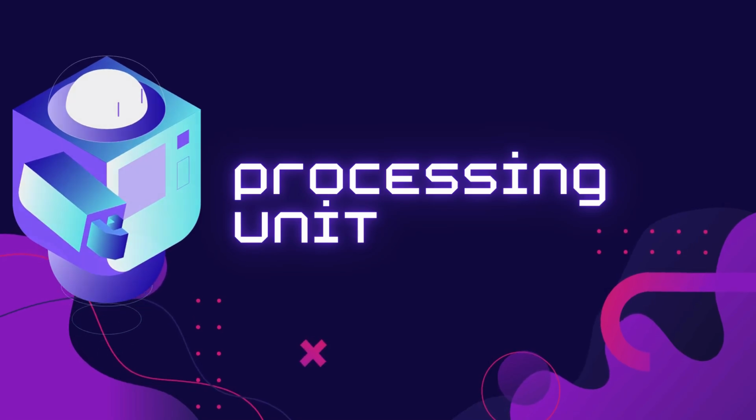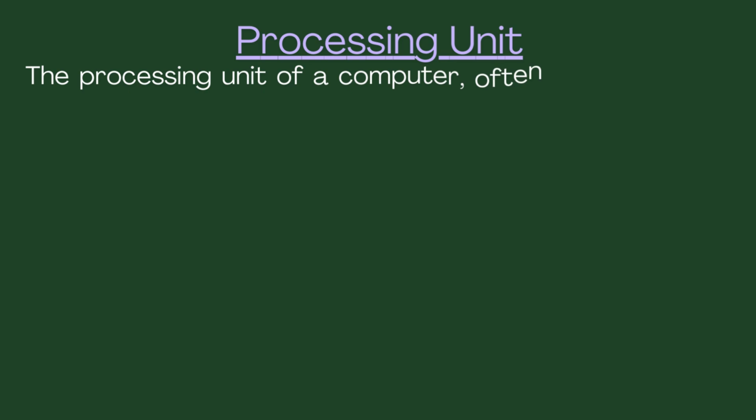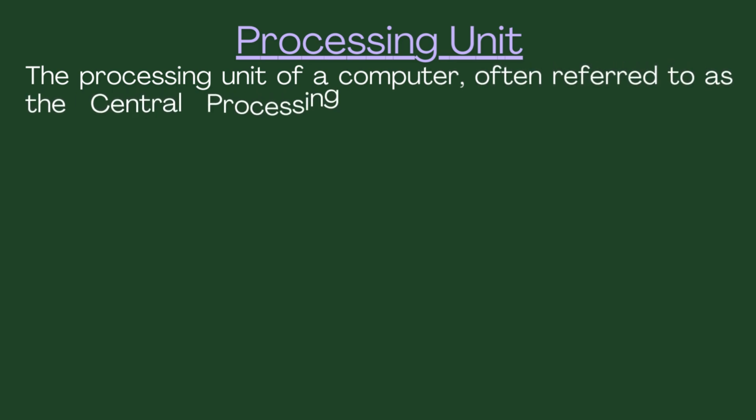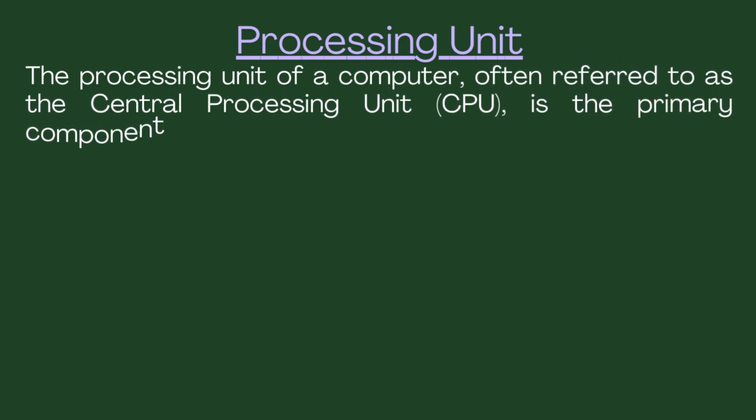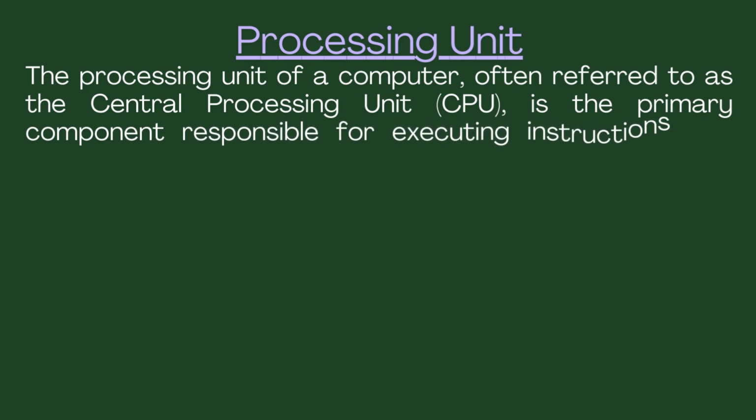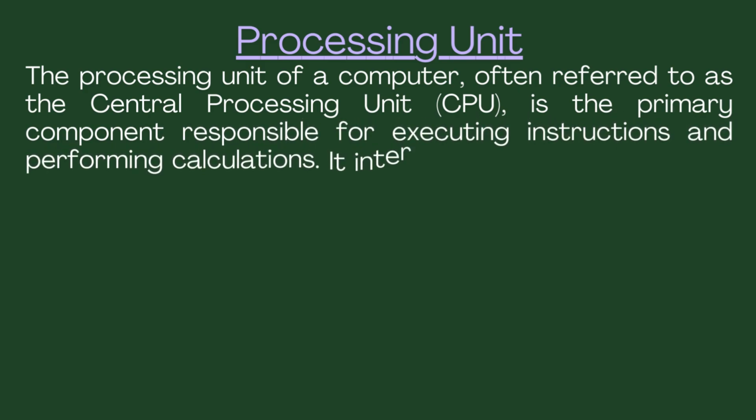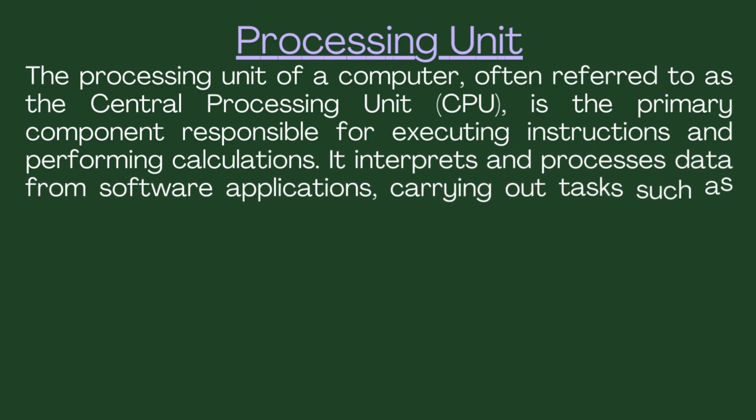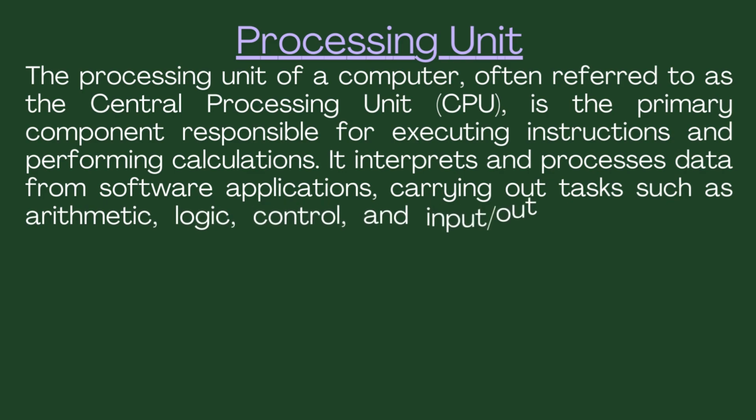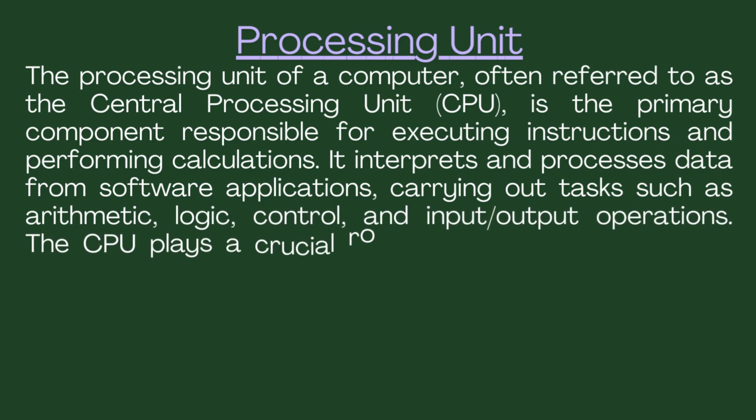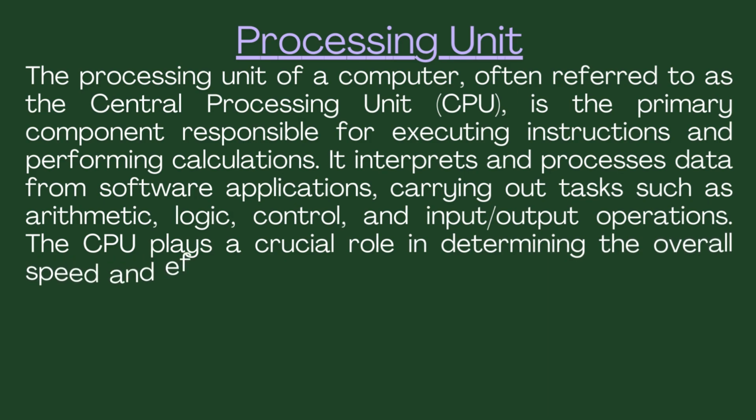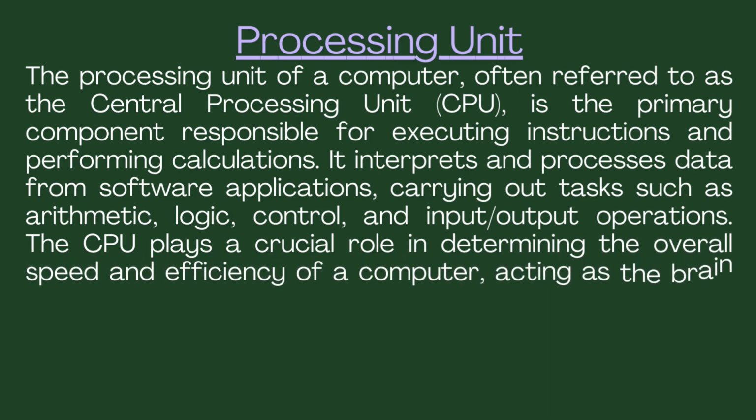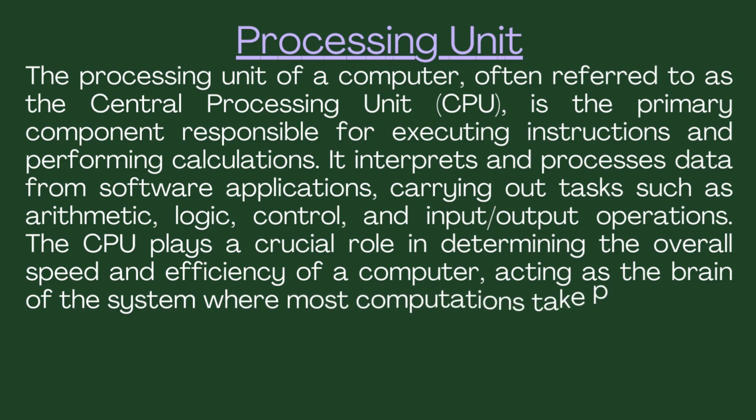Processing unit. The processing unit of a computer, often referred to as the Central Processing Unit (CPU), is the primary component responsible for executing instructions and performing calculations. It interprets and processes data from software applications, carrying out tasks such as arithmetic, logic, control, and input-output operations. The CPU plays a crucial role in determining the overall speed and efficiency of a computer, acting as the brain of the system where most computations take place.